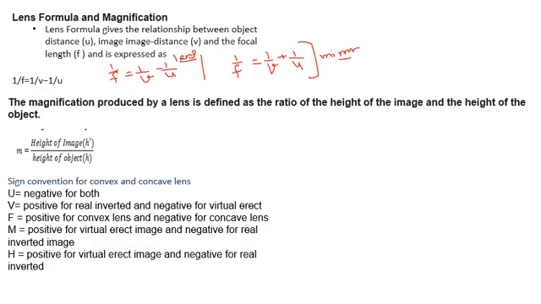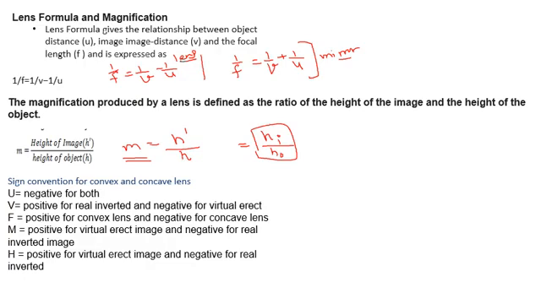Now magnification is the height of the image, denoted by h', divided by the height of the object, that is h. In some books you will find that the height of the image is denoted by hi and the object by ho. So don't get confused. The ratio of the height of the image to the height of the object is nothing but the magnification of the lens or the magnification of the mirror.